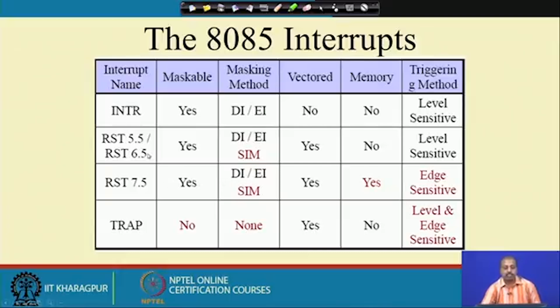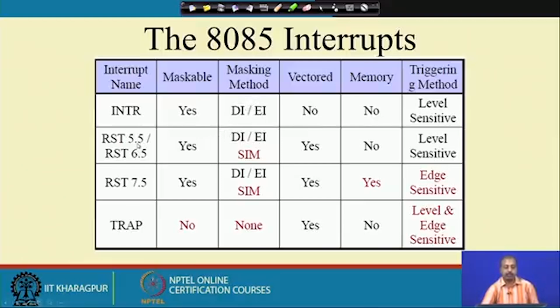To summarize, we have all these interrupts: INTR, RST 5.5, 6.5, 7.5 and TRAP. Out of them, all are maskable except TRAP. As the masking method for INTR, we do not have individual flip flops. We have the interrupt enable flip flop, so the DI and EI instructions can be used for masking the INTR pin.